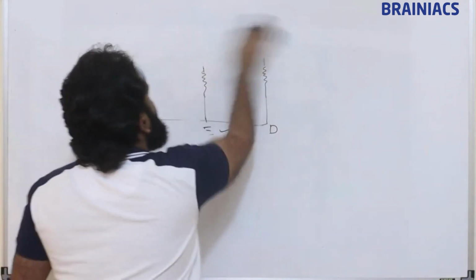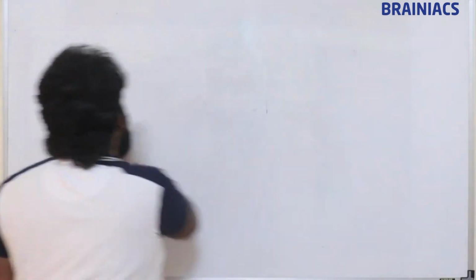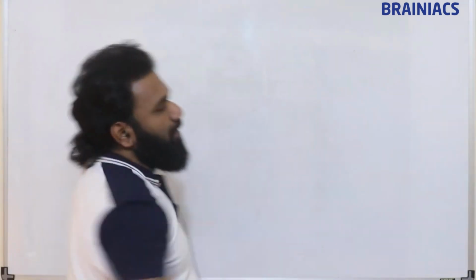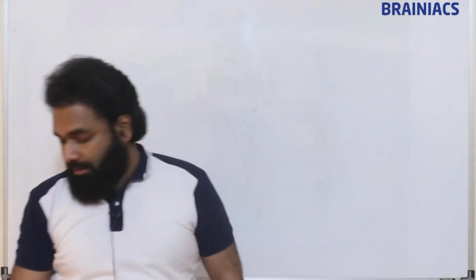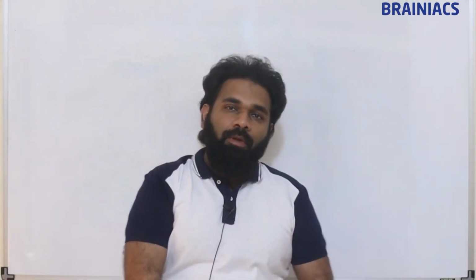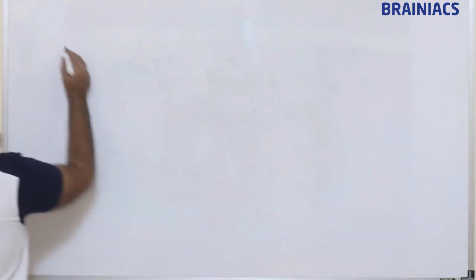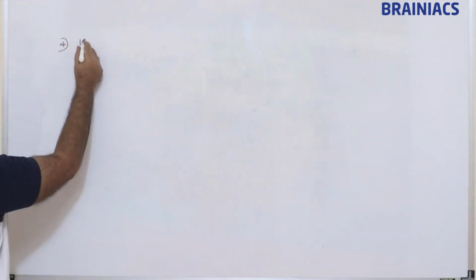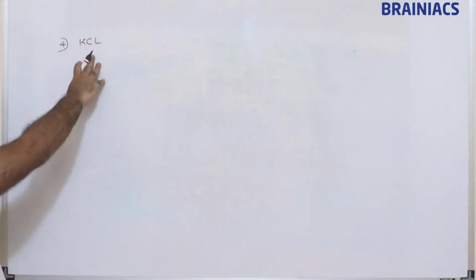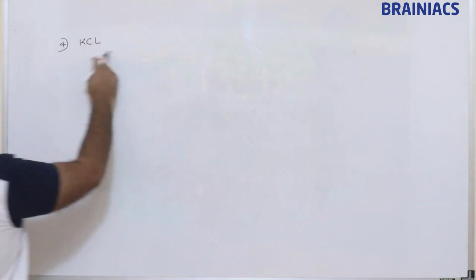So this is a junction. First we saw what is KCL, just its concept. Then we saw the definition. Third thing, we just saw what is a junction, what is a node. Now the fourth point is KCL is based on conservation of charge.